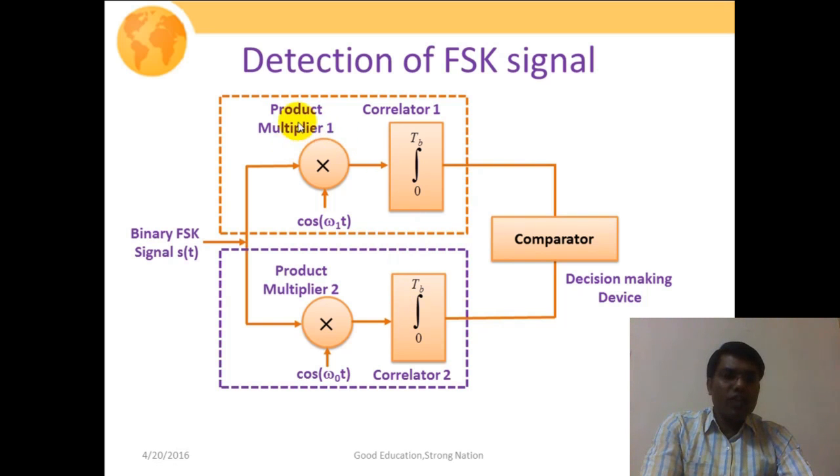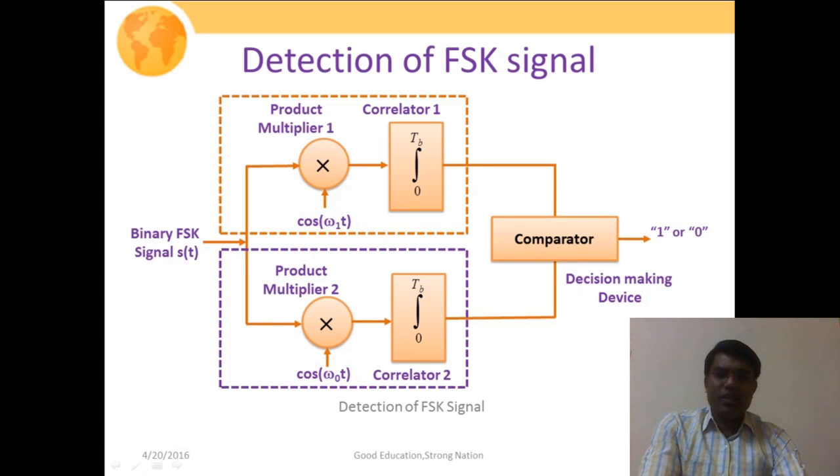So if correlator 1's output is greater than correlator 2's output, then the comparator decides that the transmitted bit was 1, and if correlator 2's output is greater than correlator 1's, then the decision is made in favor of 0. So this is how we detect our FSK signal coherently. We call it coherent because the product multipliers utilize the same carrier frequencies, omega 1 and omega 0, that we exploited while transmitting our FSK signal.